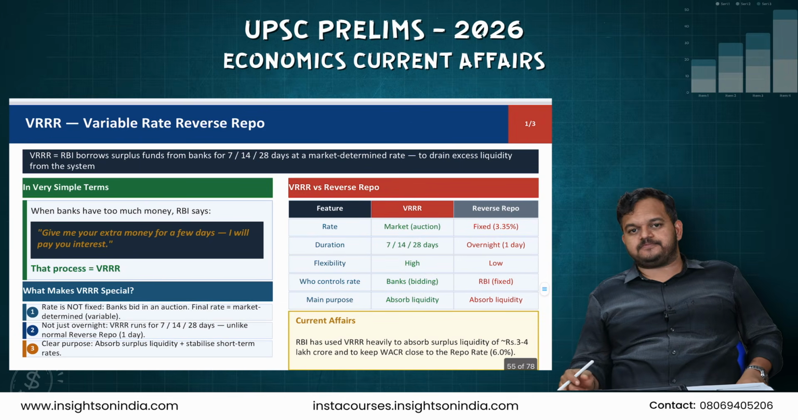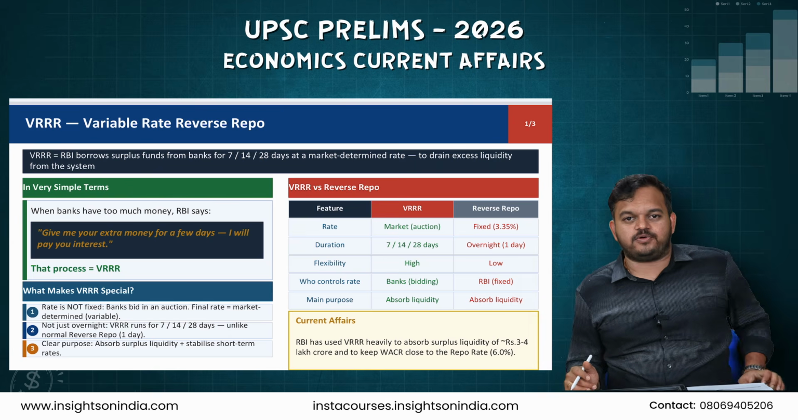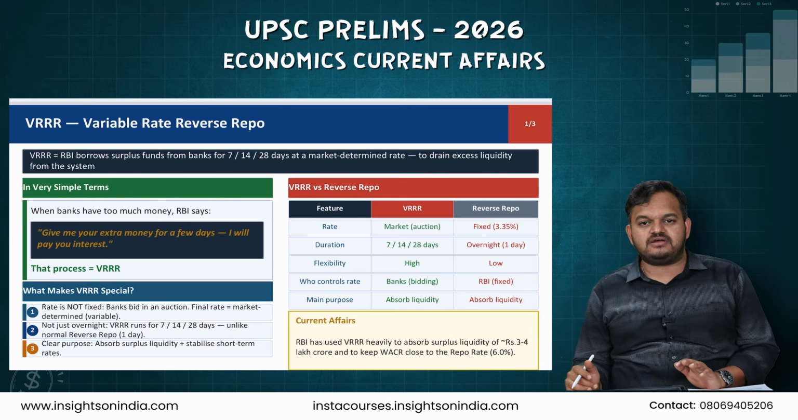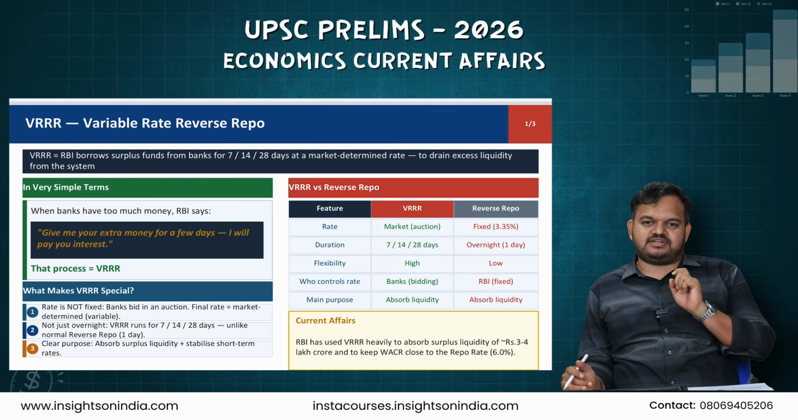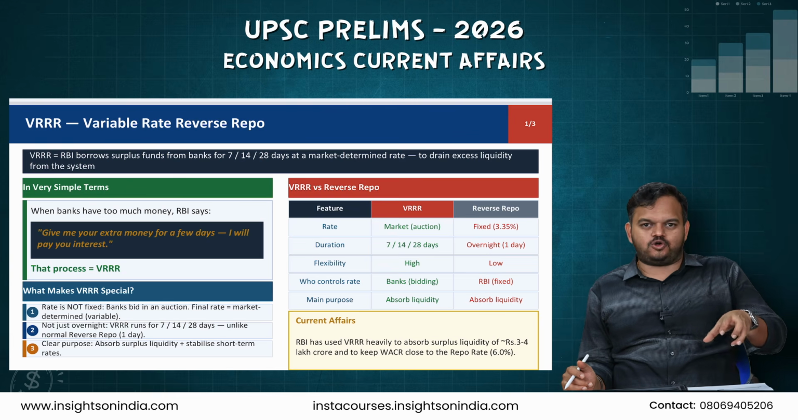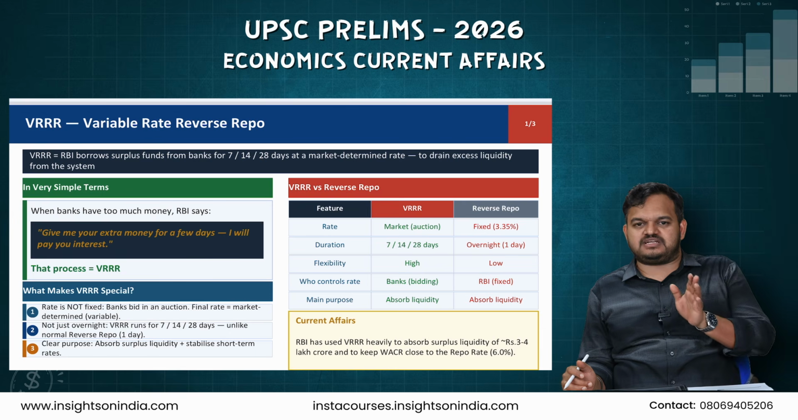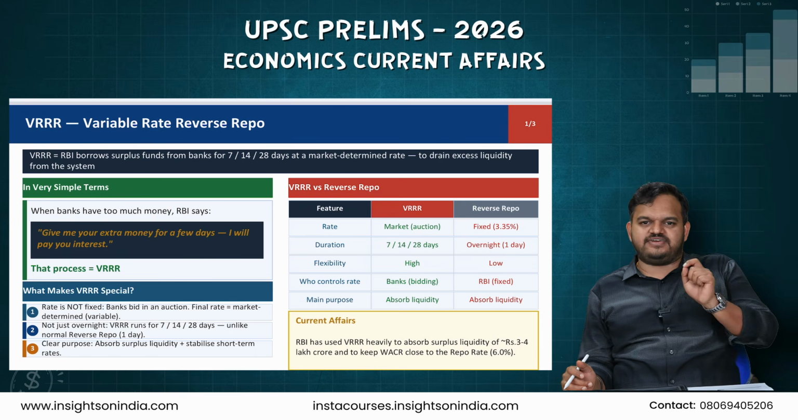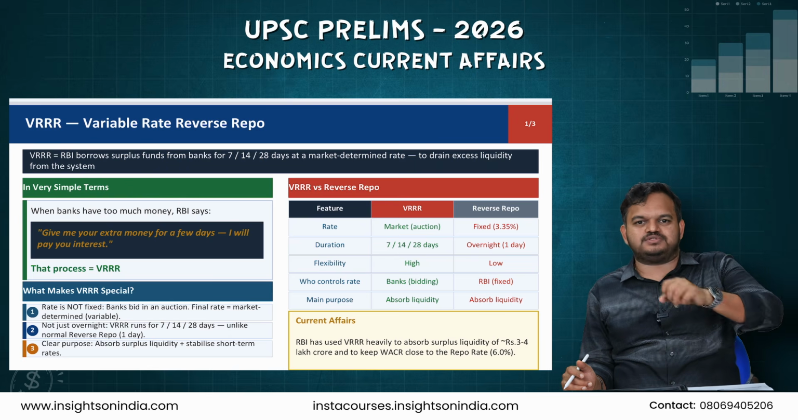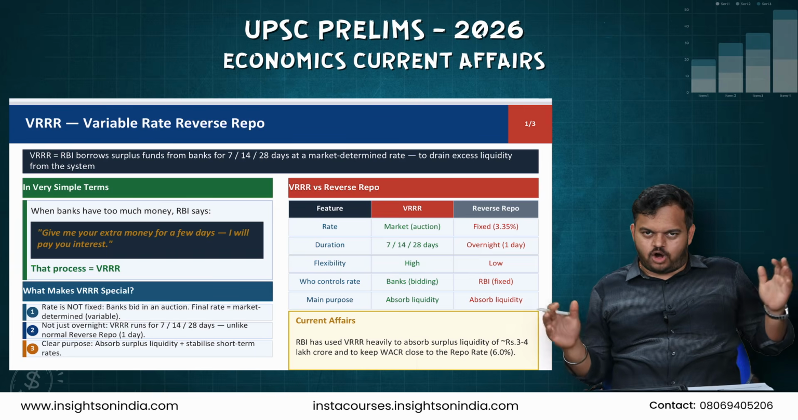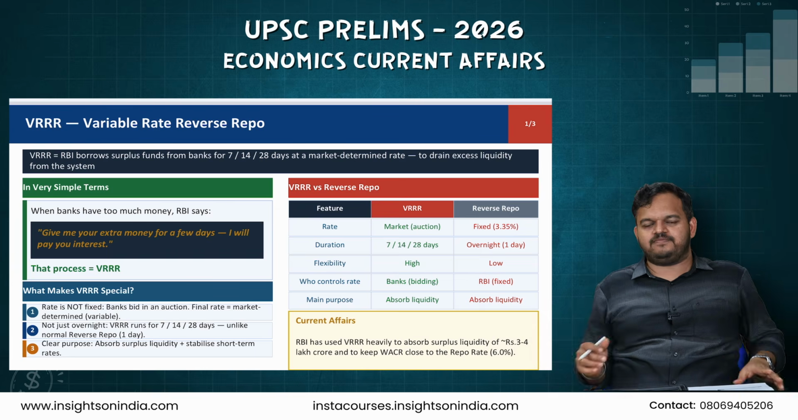That's about MPC. Now, variable rate reverse repo. It is also in the news. Variable rate reverse repo means what? Reverse repo rate is the tool to absorb the excess liquidity. What is variable rate reverse repo? Under variable rate reverse repo, RBI announces that it is going to absorb the liquidity. How much amount? RBI says, okay, I'm going to take some 10,000 crore.